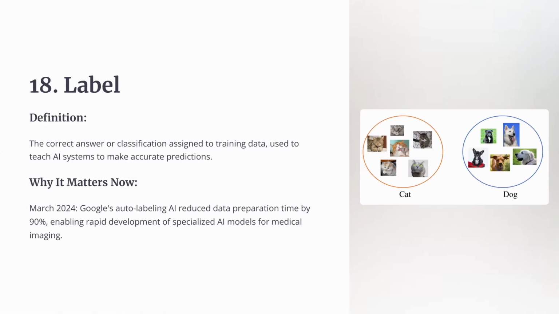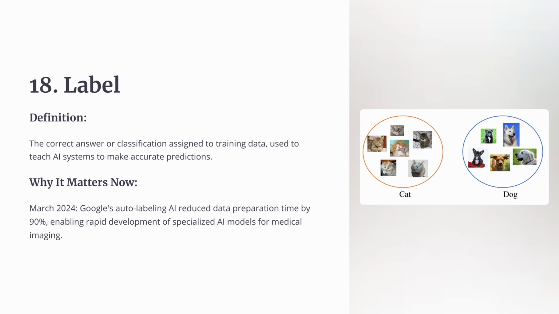A label is the correct answer or classification assigned to training data, used to teach AI systems to make accurate predictions. Think of labels like name tags at a huge conference. They tell us exactly what or who something is. When teaching AI to recognize cats and dogs, each training image needs a label saying, this is a cat or this is a dog. Manually attaching these labels to millions of images used to be like having to name tag every grain of sand on a beach.